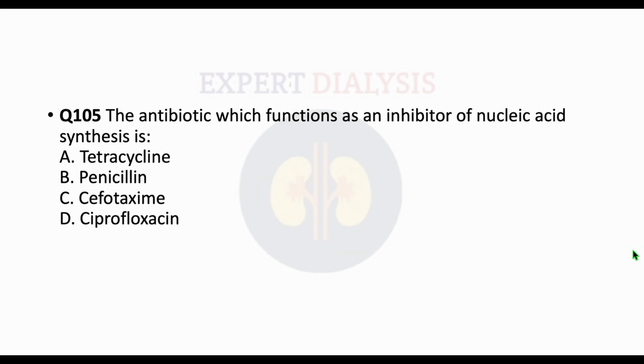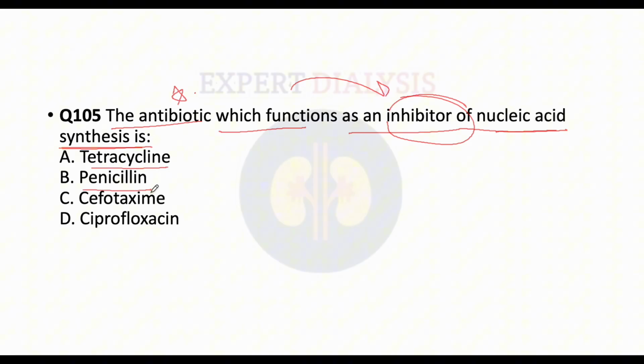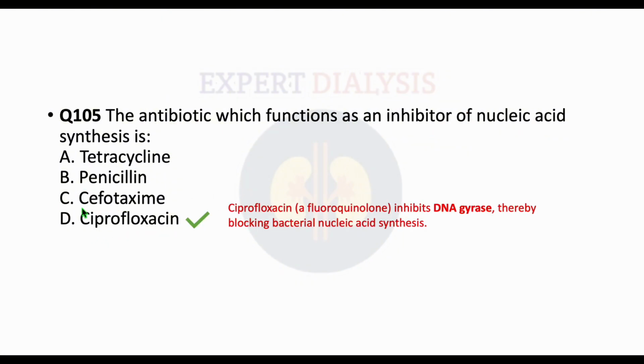Let's move to the next question. Question number 5 says the antibiotic which functions as an inhibitor of nucleic acid synthesis is. So we have to find the antibiotic which functions as an inhibitor of nucleic acid synthesis. Option A is tetracycline, option B is penicillin, option C is cefotaxime, option D is ciprofloxacin. So the answer will be ciprofloxacin.